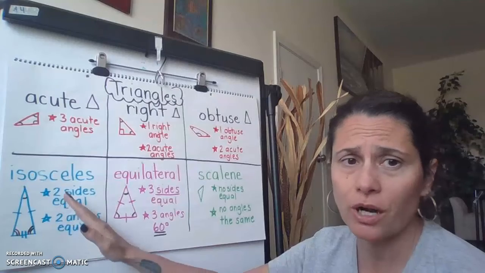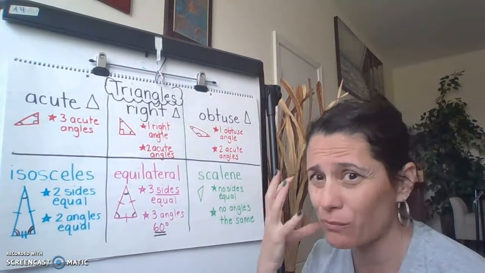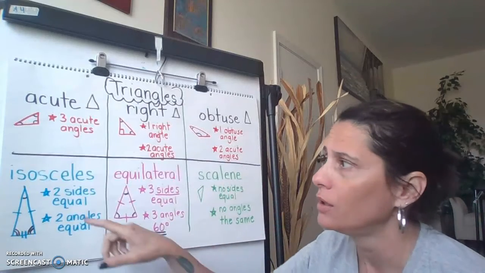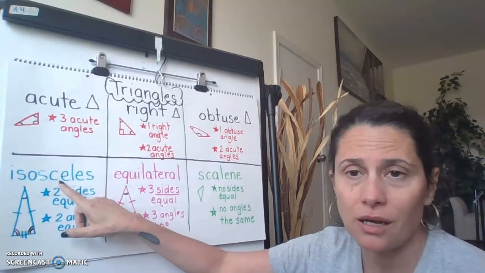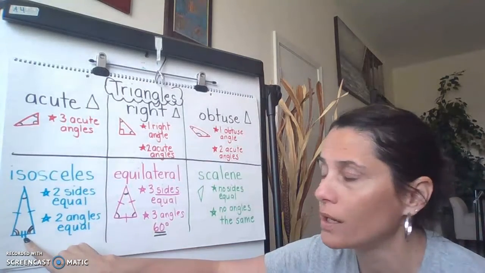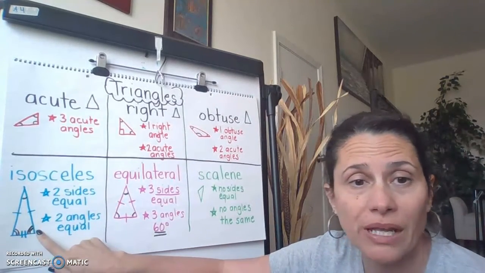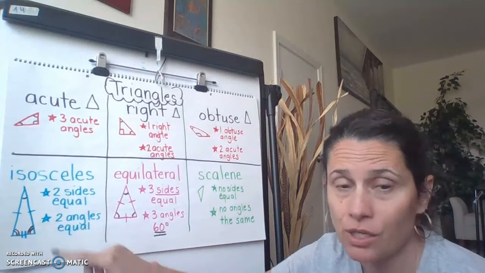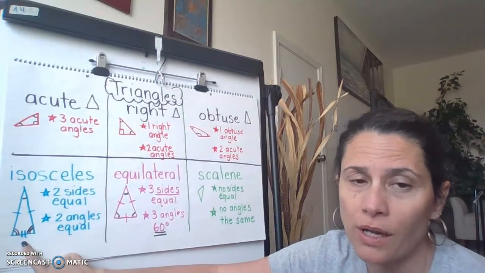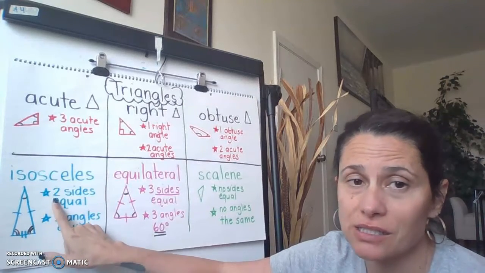The other 2 are isosceles and scalene, and those we have to memorize. There's not a trick like equilateral thinking equal. With isosceles triangles, 2 sides are equal and 1 is not. So either this could be longer or shorter, but it cannot be the same as the other 2. So if there's 2 sides that are the same and 1 is not, that means that it's an isosceles triangle.